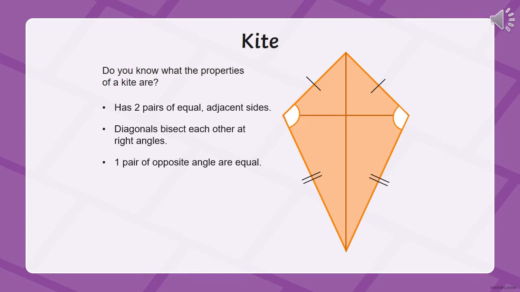Next we have a kite. The properties of a kite are that it has 2 pairs of equal adjacent sides. Diagonals bisect each other at right angles. And it has 1 pair of opposite angles that are equal.